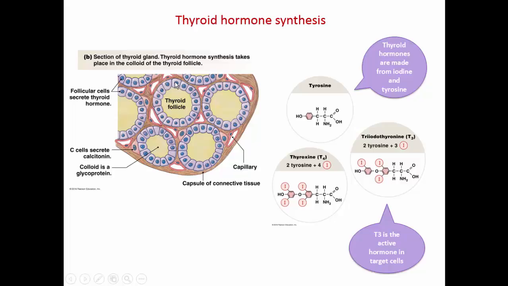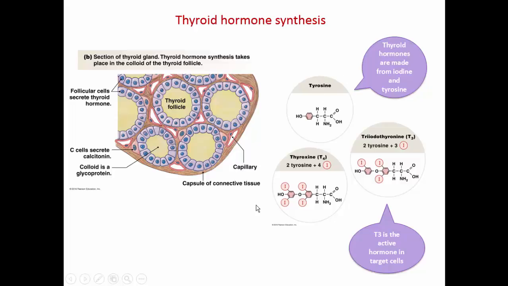Thyroid follicles are found within the thyroid gland, and they have an inner section which is called colloid, and this is a sticky glycoprotein, and then an outer section which is made up of follicular cells. Thyroid hormone is synthesized in the colloid, and then the follicular cells are responsible for secreting thyroid hormone. An interesting point to note is that under normal circumstances, there's about 2 to 3 months worth of thyroid hormone stored within the colloid. Thyroid hormones are made from iodine and the amino acid tyrosine, which is shown here.